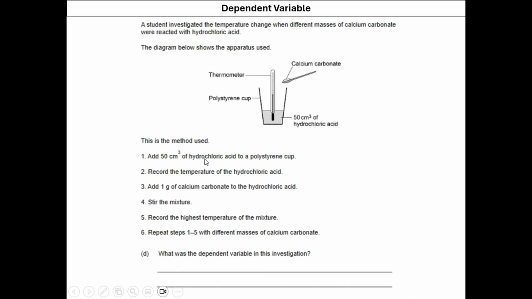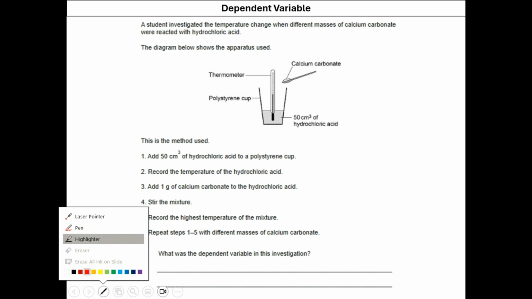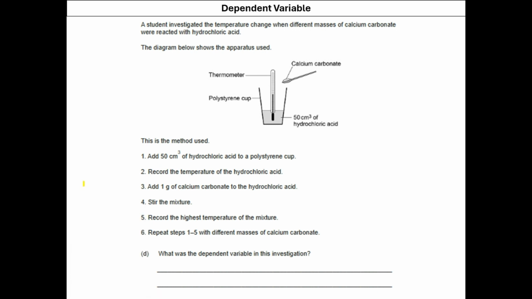So we'll look at a question just focused on dependent variables. So I'll do the same again. I'll highlight any parts of the question that could change. So a student investigated the temperature change when different masses of calcium carbonate were reacted with hydrochloric acid. The diagram below shows the apparatus used. This is the method used. Add 50 centimeters cubed of hydrochloric acid to a polystyrene cup.